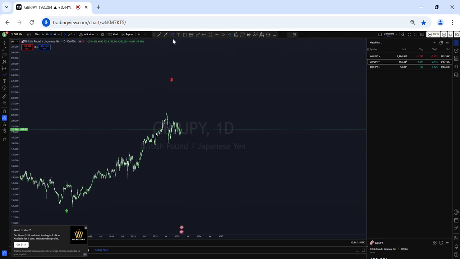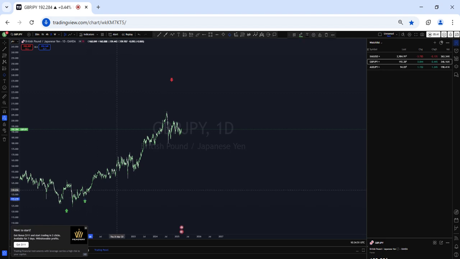This is the same thing I said: higher high, lower low, higher high, lower low, and so on, and then a lower low here, and we are looking forward to creating a high here again. So that is just how it is.